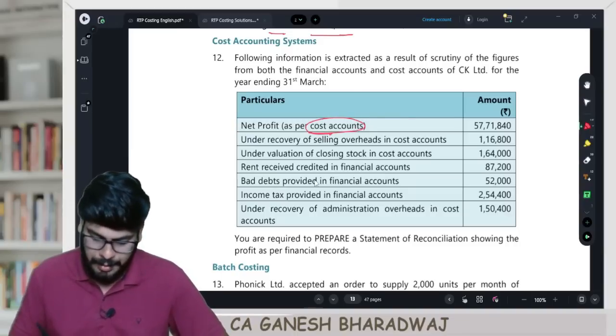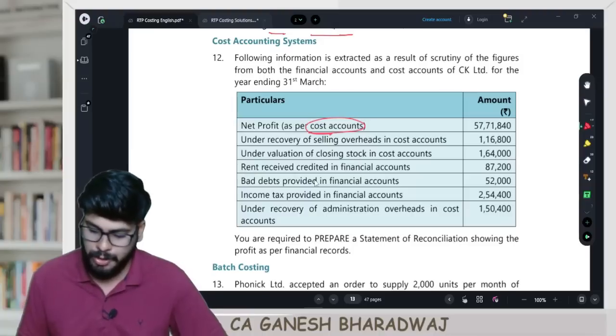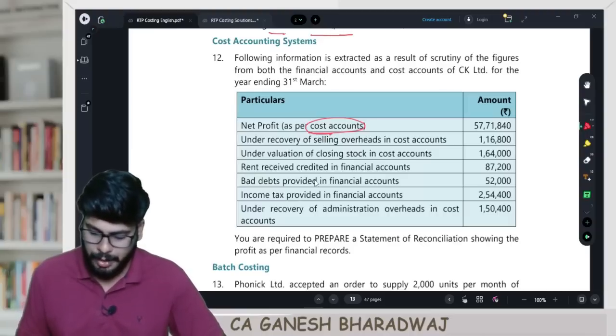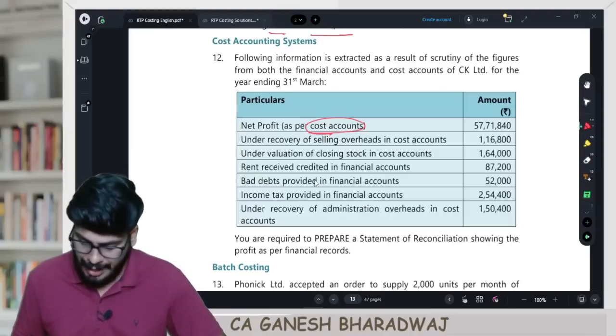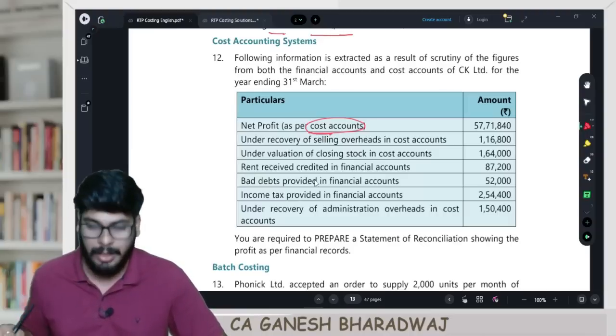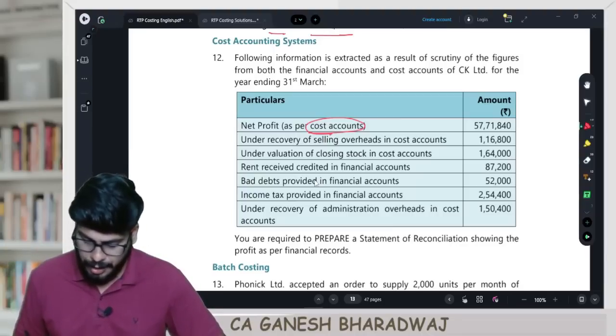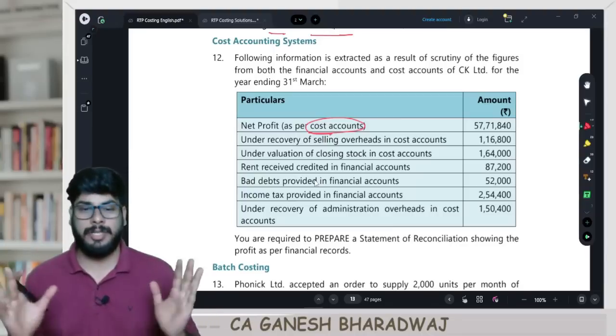The figures are given. Under recovery of selling overheads in cost accounts, undervaluation of closing stock in cost accounts, rent received credited in financial accounts, bad debts provided in financial accounts, income tax provided in financial accounts, under recovery of admin overheads in cost accounts. So these are the adjustments that are given.